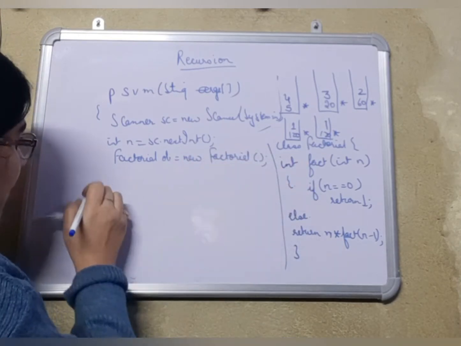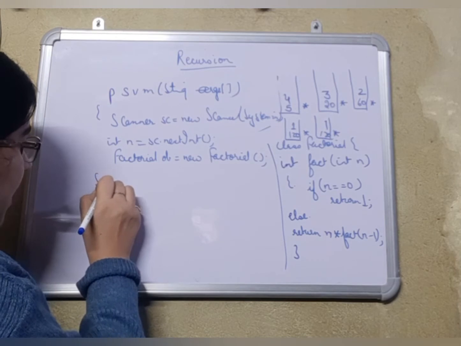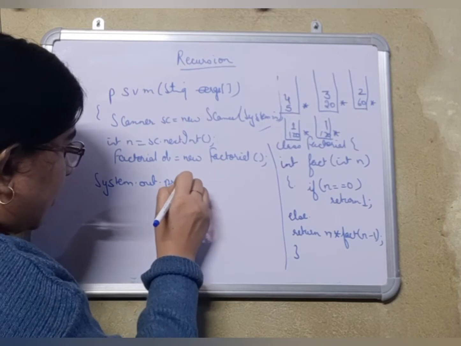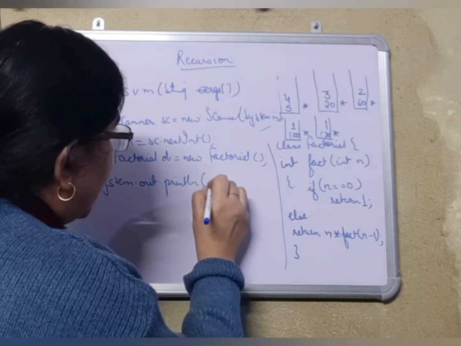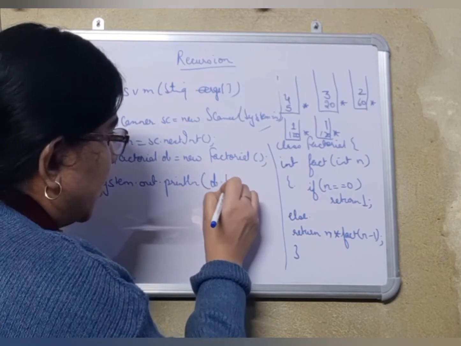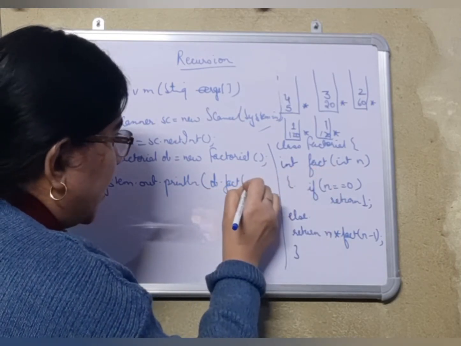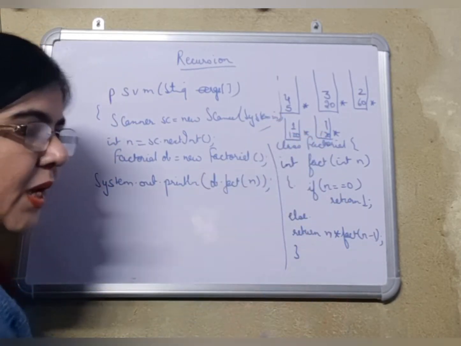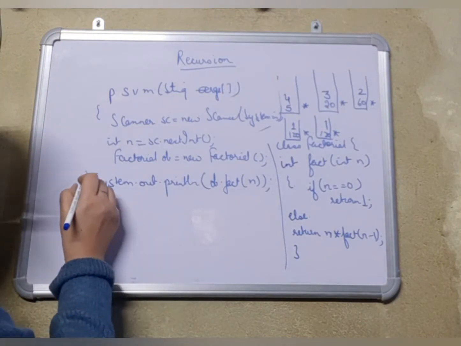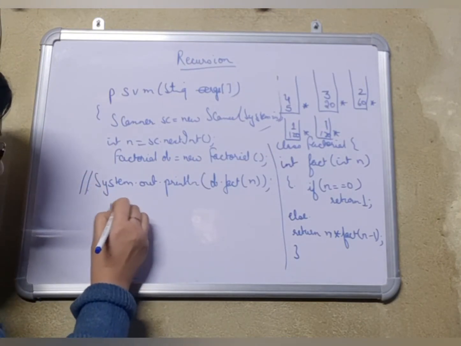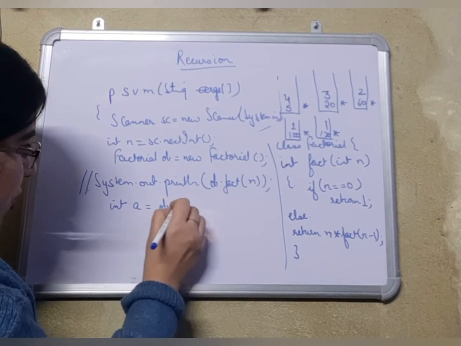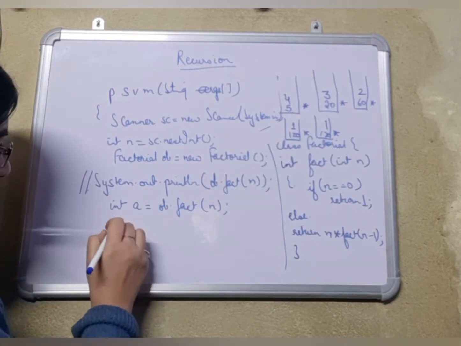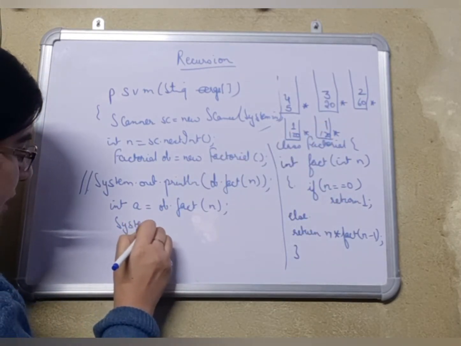Since it's a return type of function, you can call it in two ways. You can write System.out.println and with the help of this ob, ob dot, you will be calling the function fact and sending the value of n. Automatically the value 120 calculated will return here and it will be printed. Or if you do not want to use this, you can keep a variable int a is equal to ob dot fact, send the value of n. 120 will be returned in a, and with System.out.println you can print a.